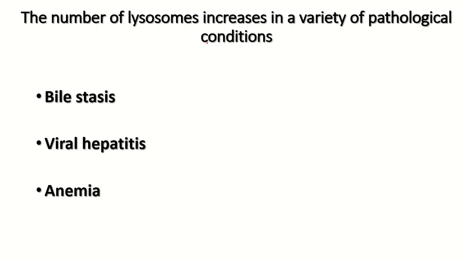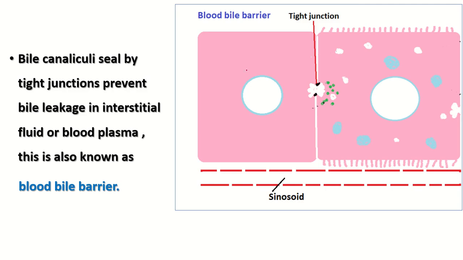The number of ribosomes increases in a variety of pathological conditions: bile stasis, viral hepatitis, anemia. The tight junctions are present near the bile canaliculi. Bile canaliculi are sealed by the tight junctions, which prevent bile leakage into the interstitial space and also into the blood plasma, and this barrier is known as the blood-bile barrier.